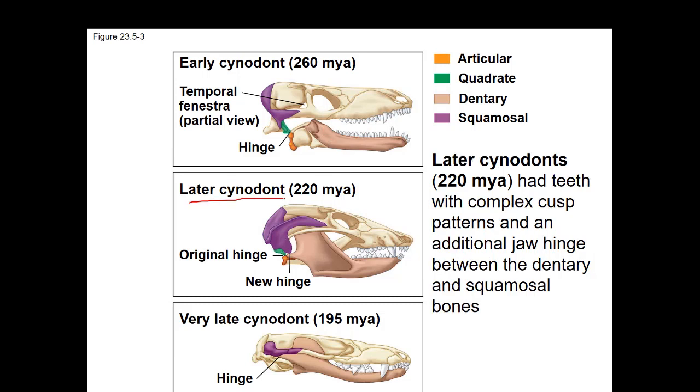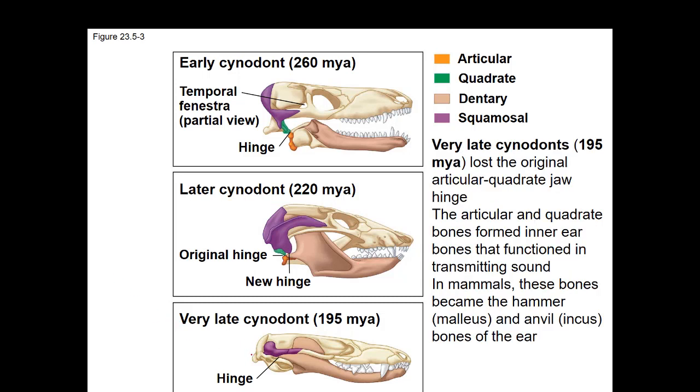The later cynodonts start having teeth with a much more complex cusp pattern, so much more of a molar, and an additional jaw hinge. They have an extra jaw hinge now, so they're better at chewing things. And then our very late cynodonts start to lose that hole that these guys have, and we believe that it starts forming the inner ear bones that function in transmitting sound. So now these guys can hear. We don't think that the species before that were able to hear things.